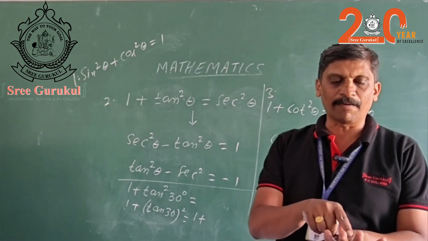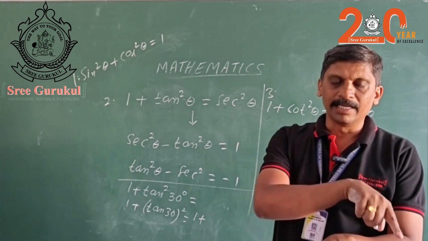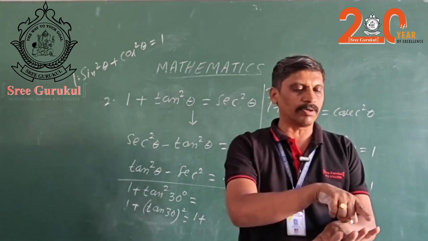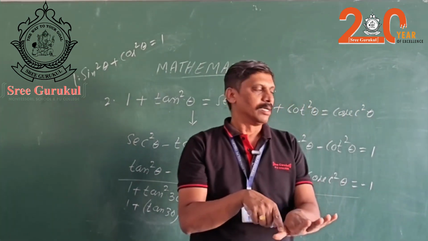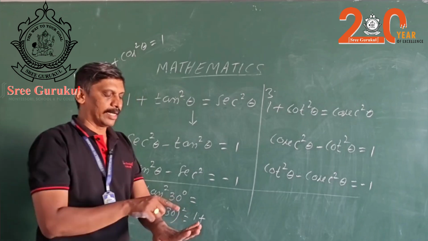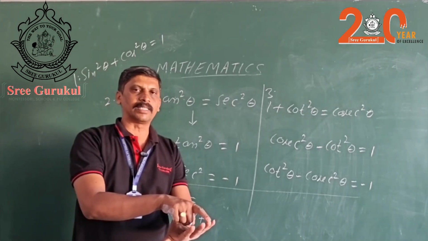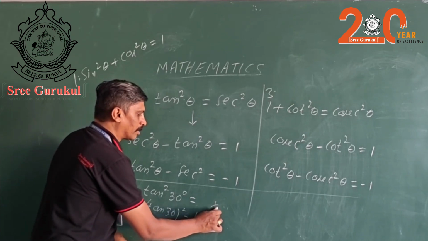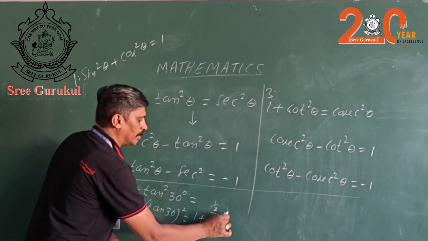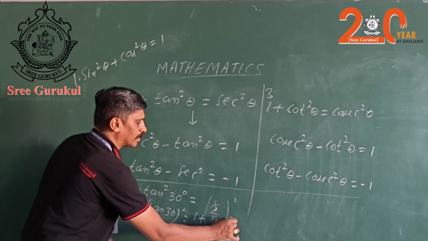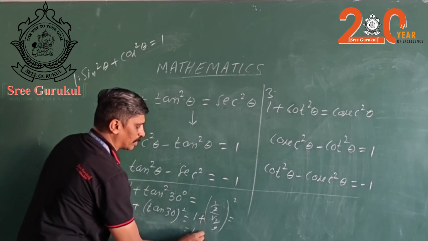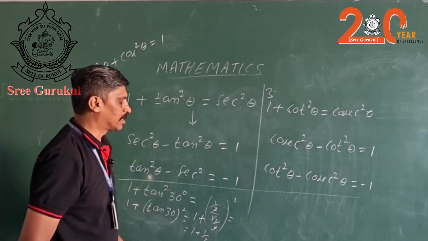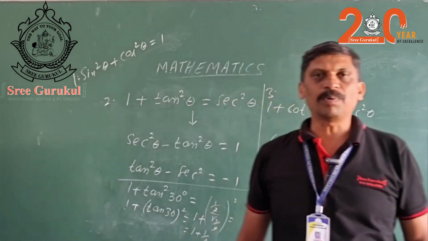These are the sin values for 0, 30, 45, 60 and 90. The cos values are also for 0, 30, 45, 60 and 90. So here tan 30 means sin 30 by cos 30. Sin 30 is 1 by 2. Cos 30 is root 3 by 2. So cancel this: 1 by root 3 whole square. 1 by root 3 whole square is 1 by 3. So 1 plus 1 by 3, the answer is 4 by 3.